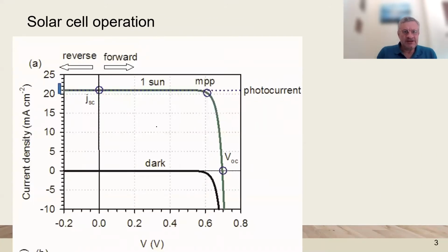This is essential for the production of power of the solar cell. The larger the photocurrent, the more the power that comes out of the solar cell.